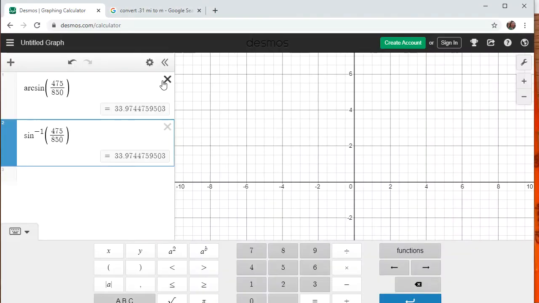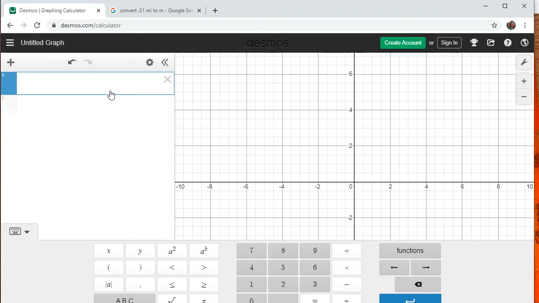Okay, back over to Desmos. I got the previous question still up there, but that's okay. We're going to do arc tangent of 300 divided by our 498.8966. And so we find that we have a theta measure of about 31.02 degrees.